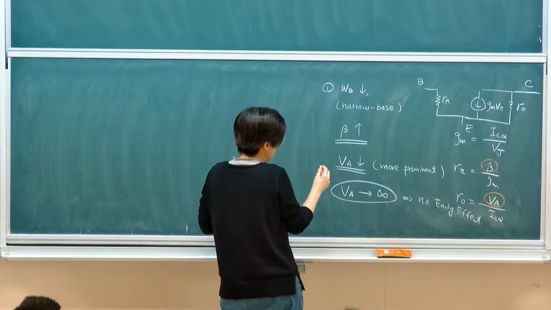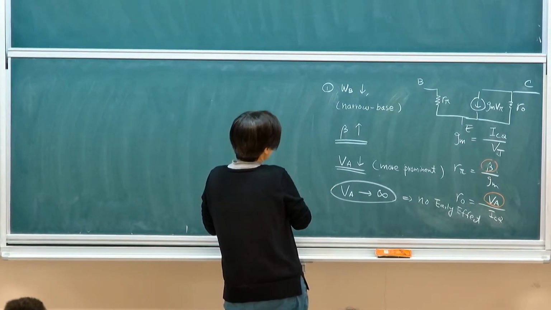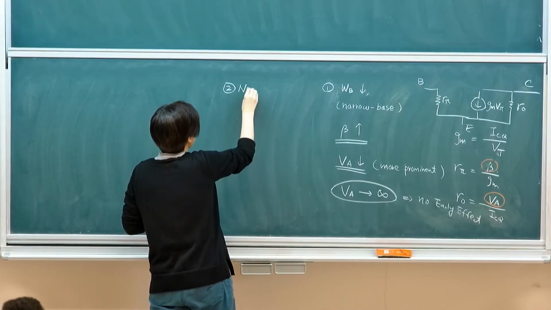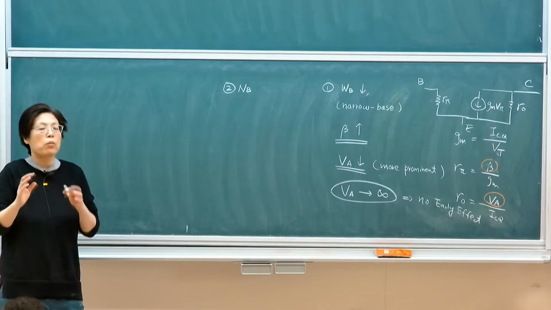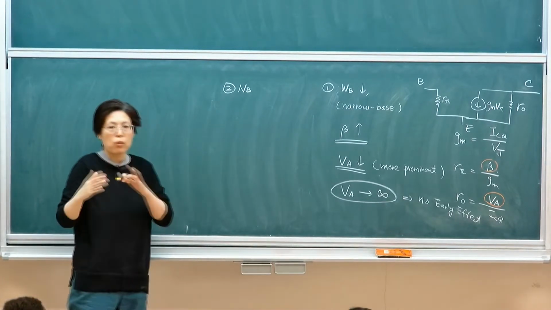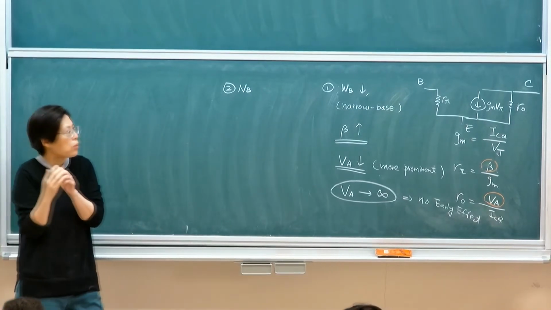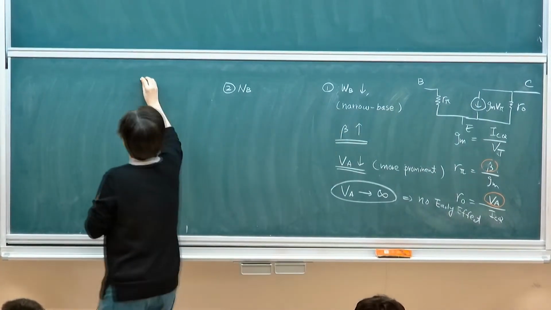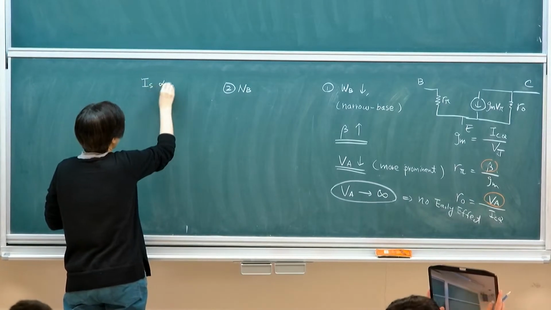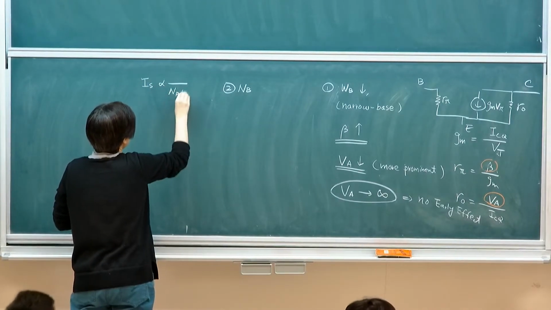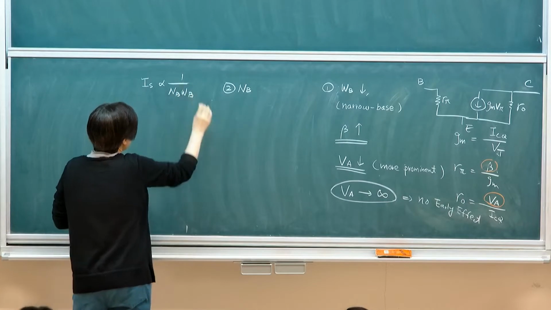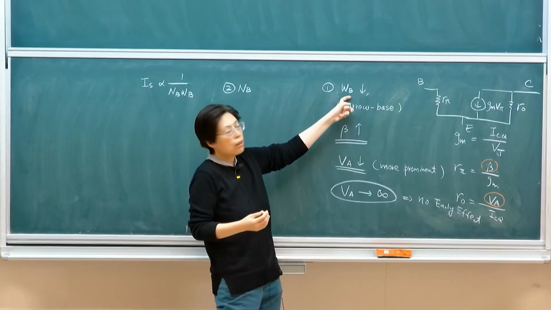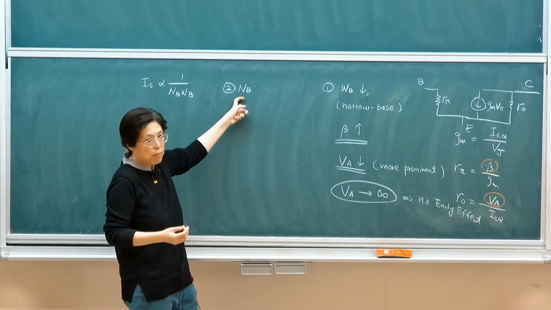The other part that would affect this is base doping. To increase beta, remember what determines beta, or determines IS, is inversely proportional. If I'm writing down IS, it's inversely proportional to NBWB. So let's say if I want to increase my IS, one way is to reduce WB, the other is to reduce NB.